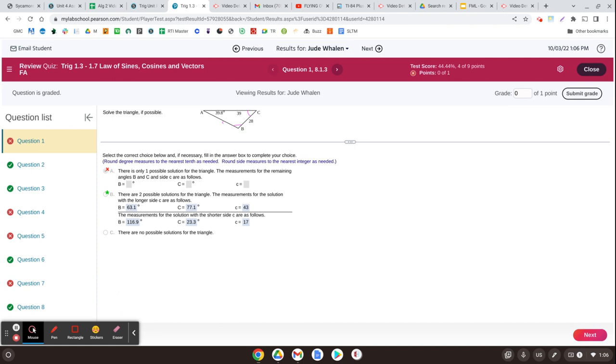So here's what you're going to have to do. You're going to have to law of sines your way through it and then understand that angle B could be obtuse or acute. Okay, and then we'll go from there.